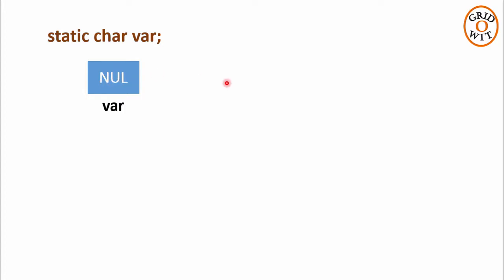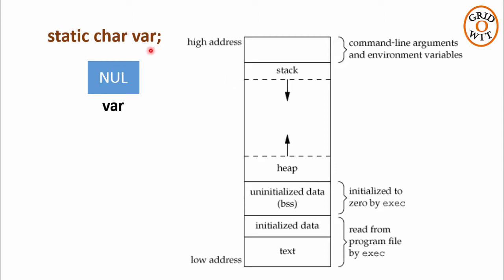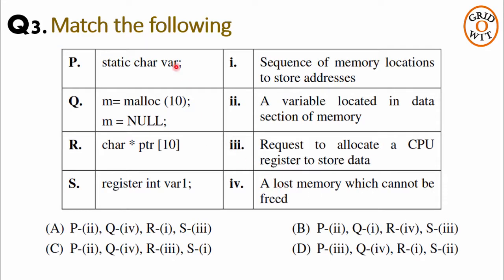Now in the memory layout of a C program, this static character variable will be stored in the uninitialized data section. That contains all the global variables and static variables that do not have explicit initialization in the source code and are initialized to 0 or null by the compiler. So the static variable matched to a variable located in the data section of memory.